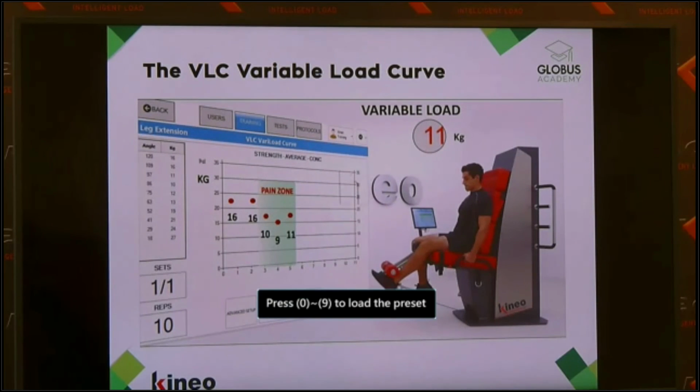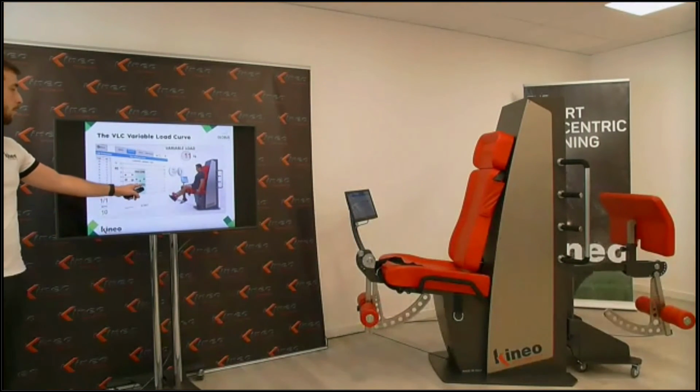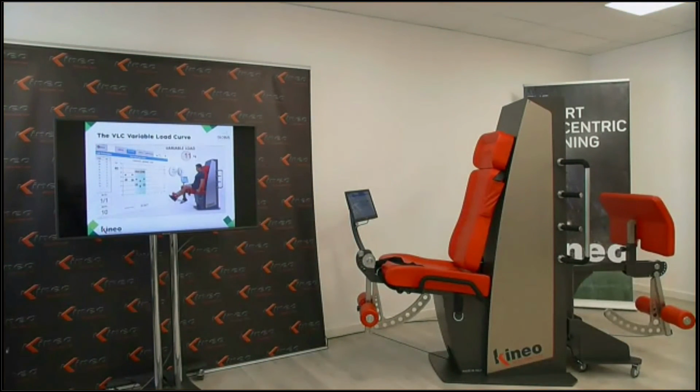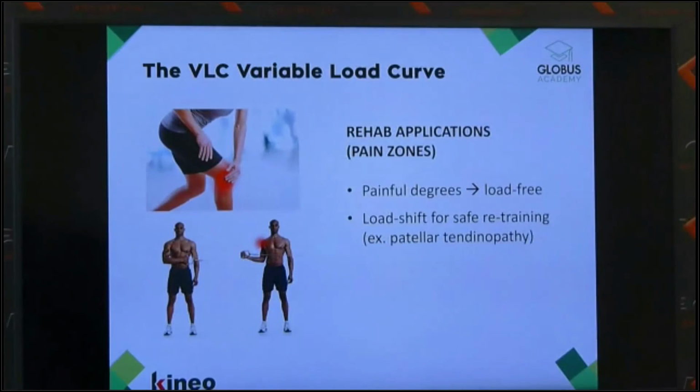All right, so here you saw a little bit of the application. Here we find the pain zone, we take down the load with a variable load. And so some of the applications of the variable load are the rehab applications, like painful degrees pre-exercise, and the load shift for safe retraining. For example, in some pathologies of the knee, like tendinopathy in the patella, you definitely can manage the load in the most critical point after a clinical testing, a clinical evaluation.